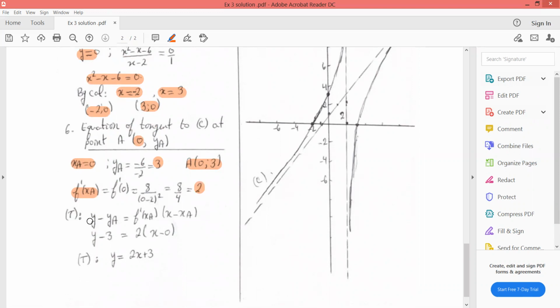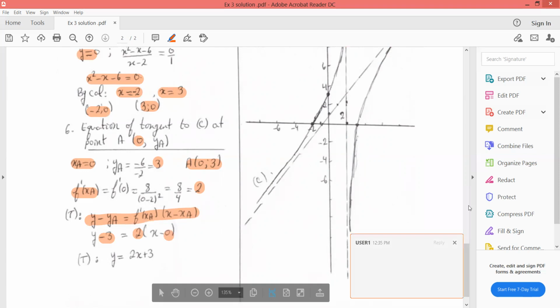And the equation of the tangent, we must know: y minus ya equals f prime of xa times (x minus xa). Ya is 3, so y minus 3. The slope is 2, times (x minus xa), xa is 0. So we get y equals 2x plus 3.